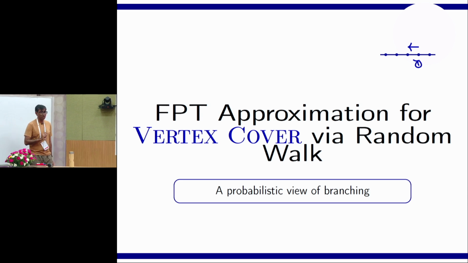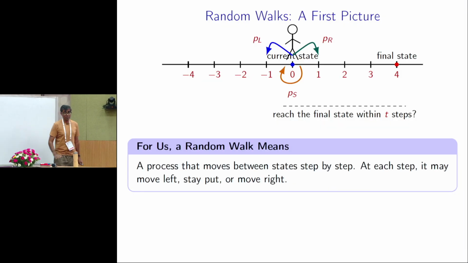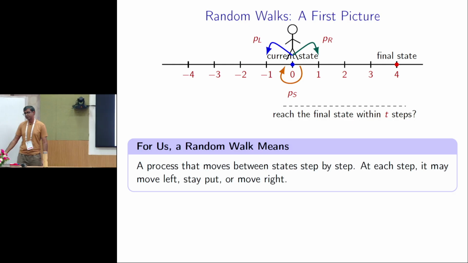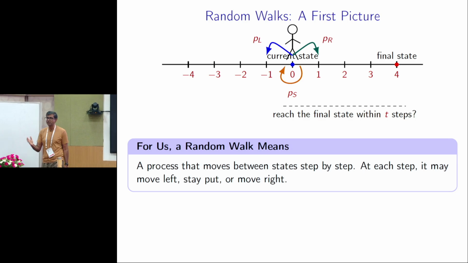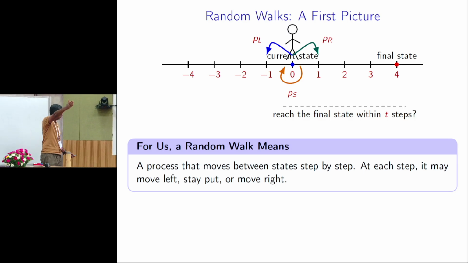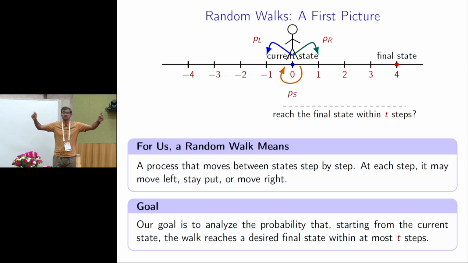Okay, so now I'm going to take up my same example of vertex cover, and I'm going to give you approximation, but via random walks. So what will a random walk mean for me? You are standing on a real line or integer line, at some place. With some probability you can go left, with some probability you can go right, and with some probability you can just stay put. Okay, and that's it. And what does a random walk try to analyze? If I'm at some state and I want to reach some final state in a certain number of steps, what is the probability that I can reach from some start state to some final state in these many steps?